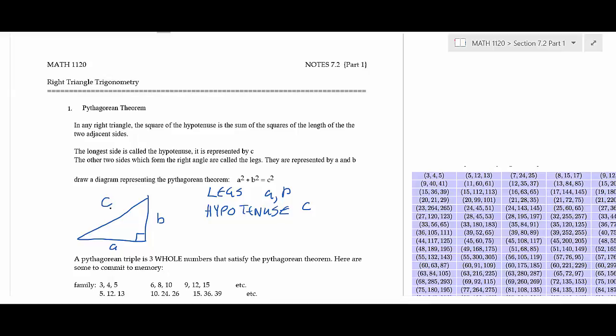So the Pythagorean theorem, usually students have a good background for this, is this. It's a squared plus b squared equals c squared, okay? So that we have known this for over 2,000 years.